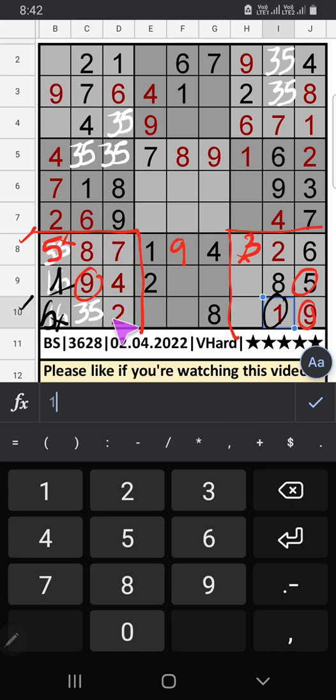7th grade, only one number is remaining, 3. 3 is confirmed here. Column C, only one number is remaining, 5. 5 is confirmed here. 5th row, only one number is remaining, 3. 3 is confirmed here. Column D, only one number is remaining, 5. 5 is confirmed here.